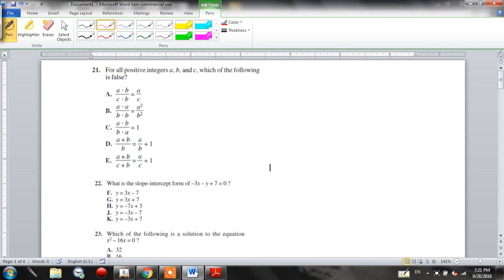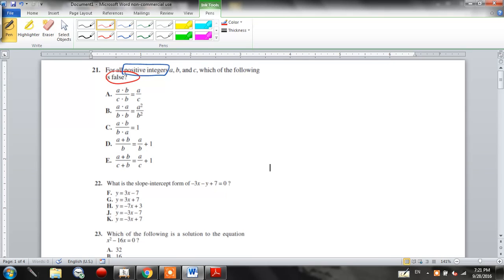Let's start with question number 21. For all positive integers a, b, and c, which of the following is false? What struck me with this question is that they said for all positive integers. It's a nice thing to know that they are positive integers. So which one of them is false?